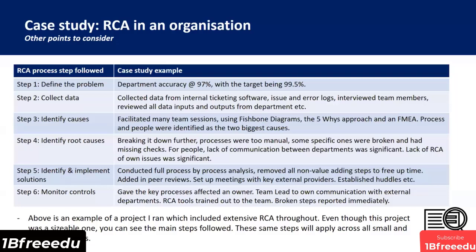Then we have to monitor controls. So I gave the key processes affected an owner. The team lead was then to own the communication with the external departments and make sure that happened. RCA tools were then trained out to the team so they can use them on a weekly, monthly basis. And any broken steps were then reported immediately. We really changed the mindset of that team. We really embedded that RCA mindset into that culture. And that's really important to do.